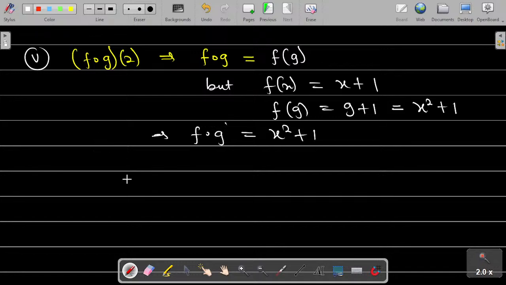And so to get the substitution of 2 now, this is going to imply that f composition g of 2 will be equal to, anywhere we see x, we replace it with 2. That's 2 squared plus 1, which is equal to 5.